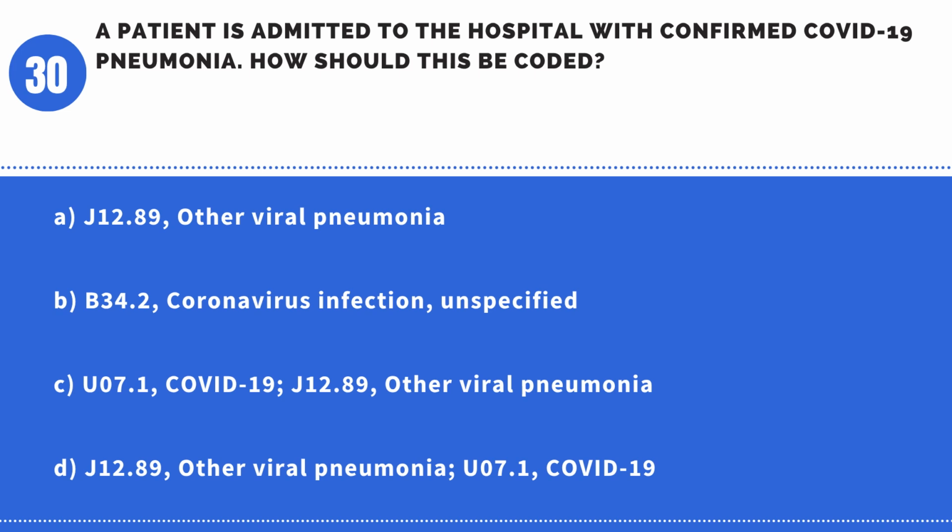Question 30. A patient is admitted to the hospital with confirmed COVID-19 pneumonia. How should this be coded? A. J12.89, other viral pneumonia. B. B34.2, coronavirus infection, unspecified. C. U07.1, COVID-19, and J12.89, other viral pneumonia. D. J12.89, other viral pneumonia, and U07.1, COVID-19.